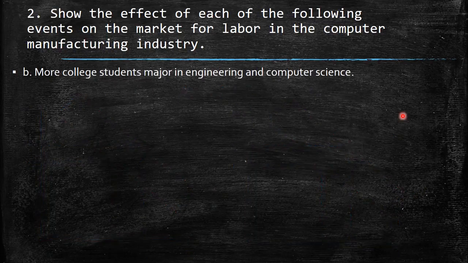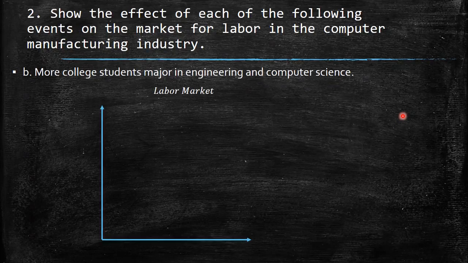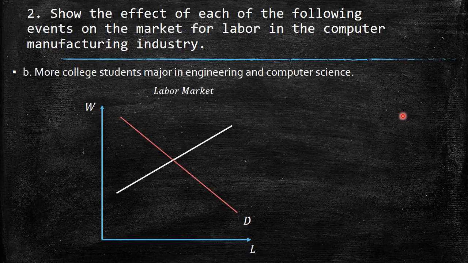Okay, then more students major in engineering and computer science. So here more college students. Then we have here the labor market. We have here W and L. Here we have the situation that we have the equilibrium.